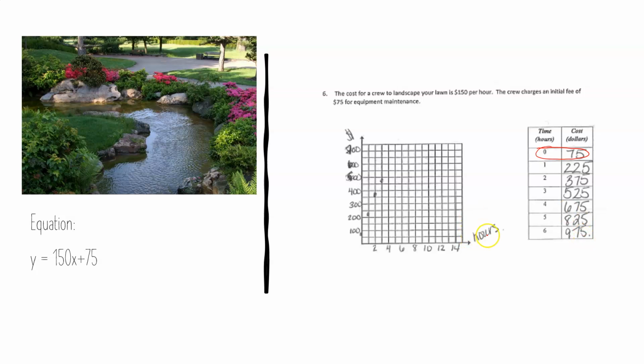$975. So you'll have hours on the X, going over by 1s, and I have dollars on the Y. I went up by 50s. You can go up by 75s too. There's my line. Your equation is y equals 150x plus 75.